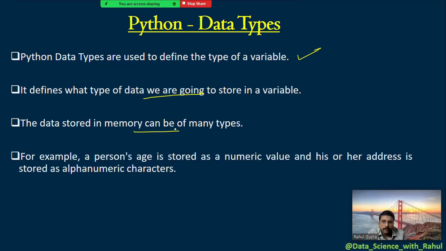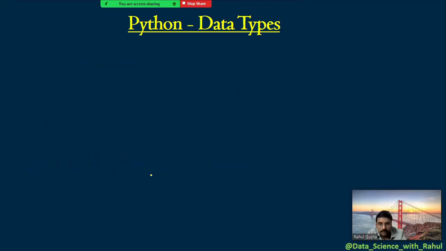So for example, a person's age is stored as a numerical value, okay? If somebody puts an age in letters, that means there is a problem, okay? His or her address will be alphanumeric. It can have numbers, it can have letters also. So we should be mindful of this kind of categorization while understanding these data types.